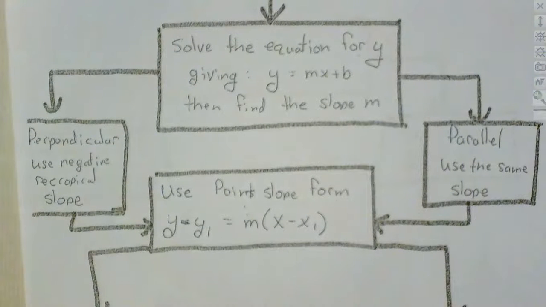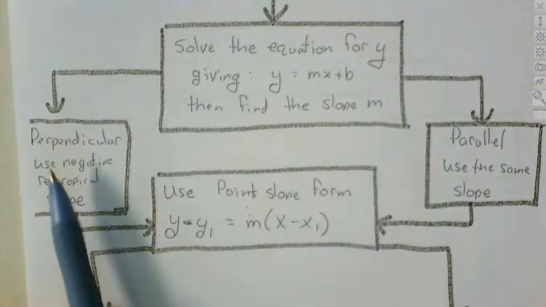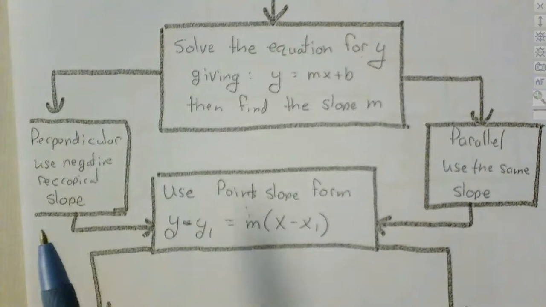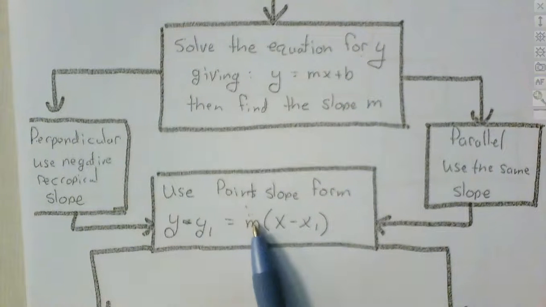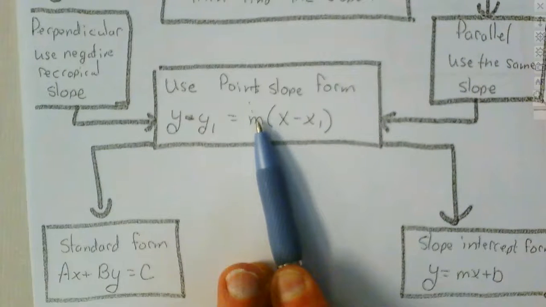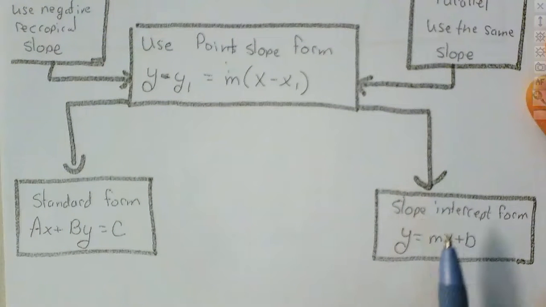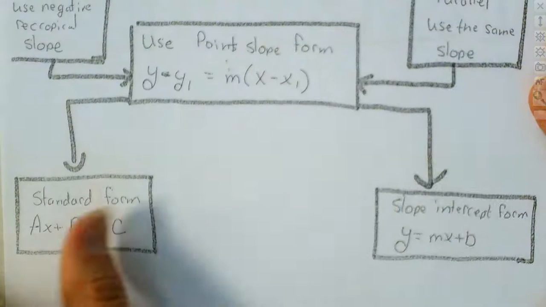If it's parallel, well, parallel lines, remember, from before Thanksgiving break, parallel lines had the same slope. So we'll keep the number the same. If it's perpendicular, and we talked about those too, you have a negative reciprocal. So you flip it over and change the sign. Either way, you always go back to point slope, and then you either express your answer in standard form or in slope-intercept form. Okay, so it's just a recipe. Again, it's got a decision that you have to make, and then you follow it down.